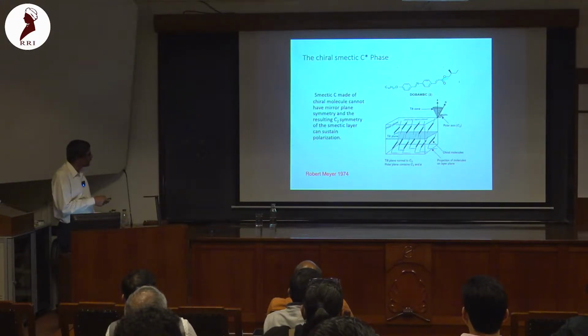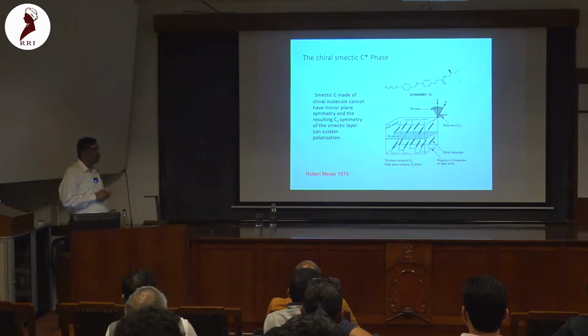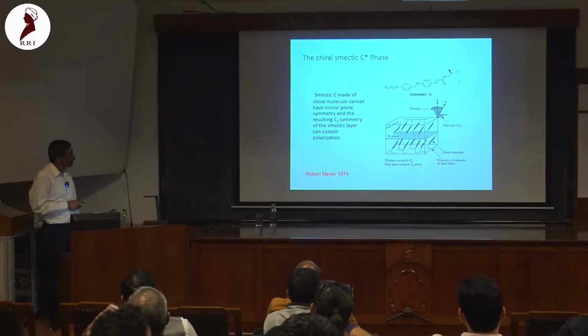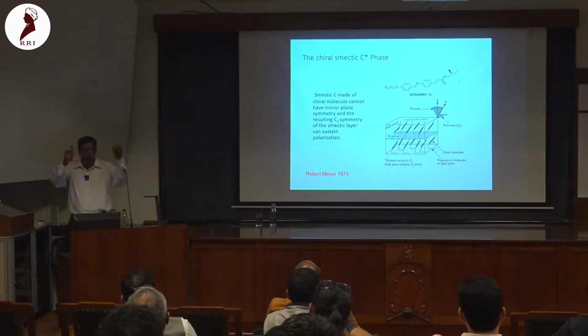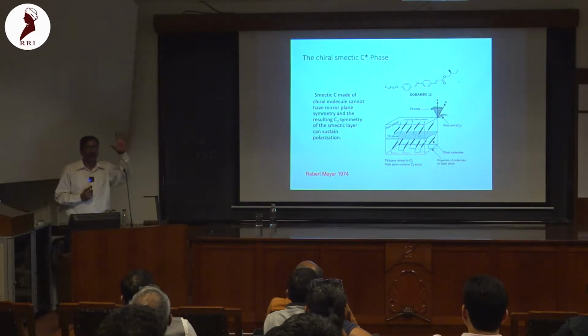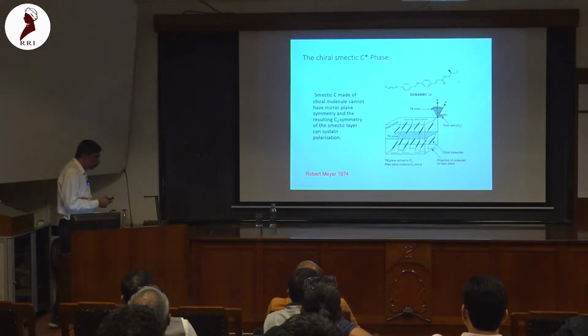Now this he did: he convinced the chemist to take a molecule, this is the molecule, which earlier was not chiral but was showing that smectic C phase. But then he asked, can you make one of the carbon atoms here, which is connected to four other groups, chiral? A carbon has four valencies. So if you make all four valencies of a carbon atom different, then that carbon atom becomes a chiral object, because you will not have a mirror plane symmetry.